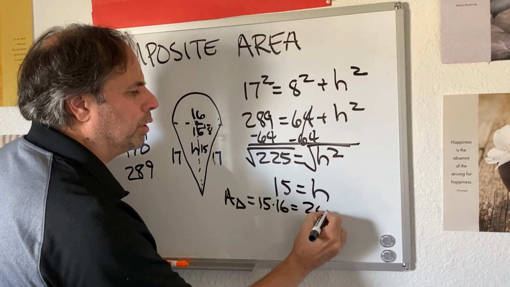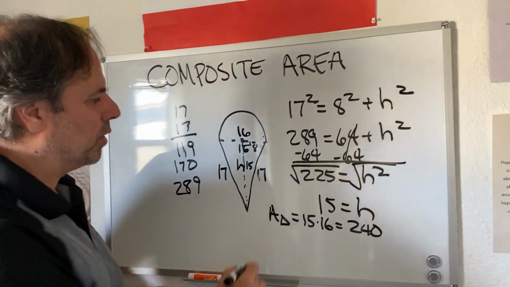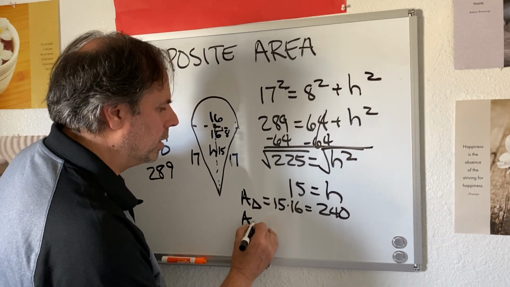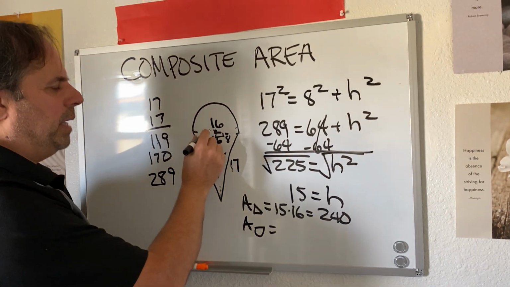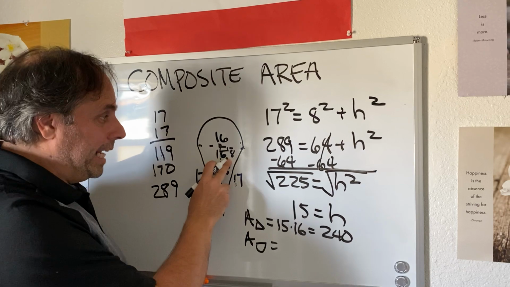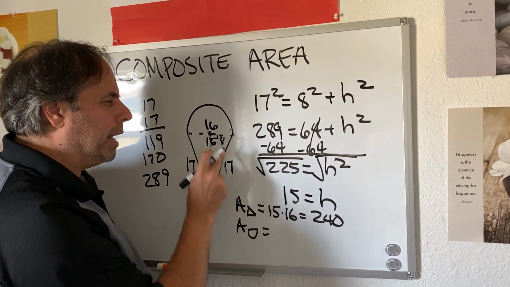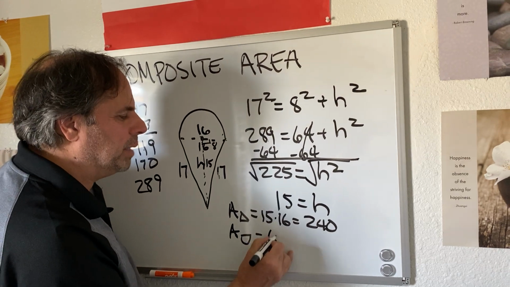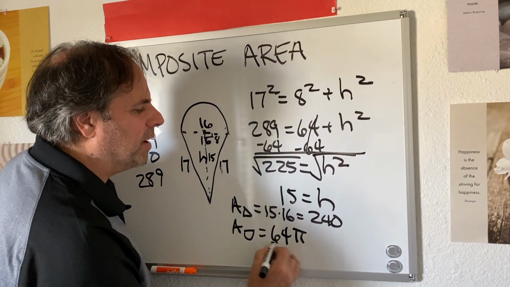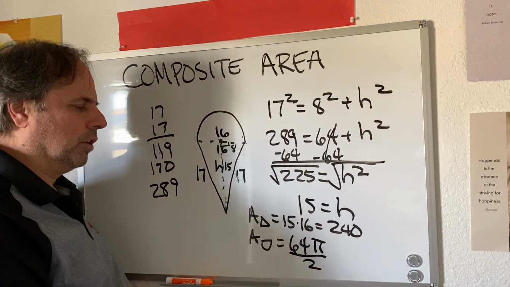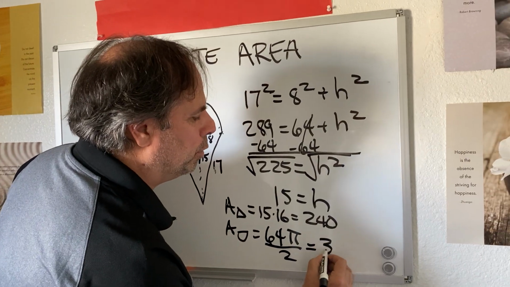Which equals 240. Then the area of the semicircle is going to be, the radius is 8, so it's going to be pi times r squared. 8 squared is 64, that'll be 64 pi, divided by 2 since it's a semicircle. We're only taking half of the circle. So this equals 32 pi.